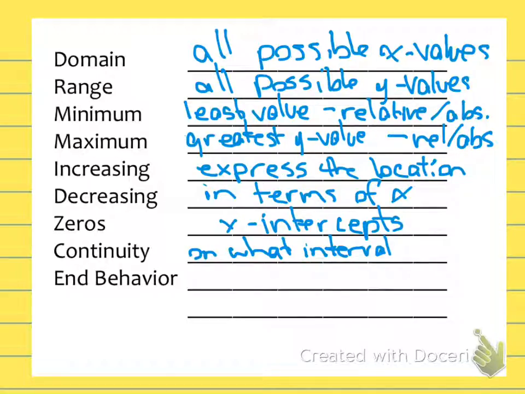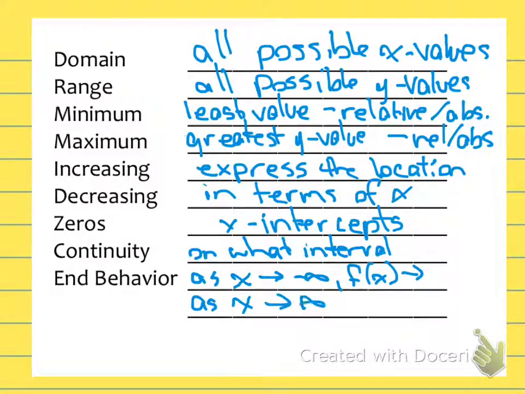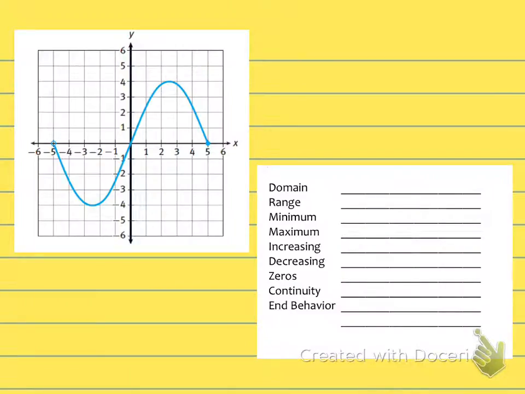And in end behavior, we want to know as x goes to negative infinity, what's happening with the y value. And as x goes to positive infinity, in other words, the right-hand side, what's happening to f of x. Okay, so now let's look at an example.